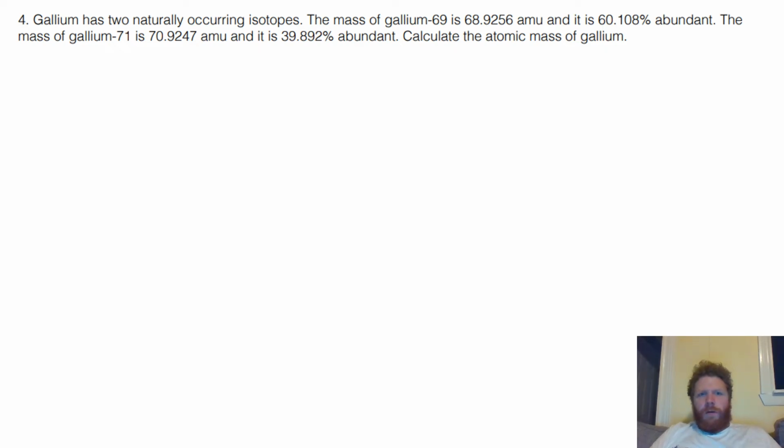So, gallium has two naturally occurring isotopes. The mass of gallium-69 is 68.9256. It is 60.108% abundant. The mass of gallium-71 is 70.9247, and it is 39.892% abundant. Calculate the atomic mass of gallium.